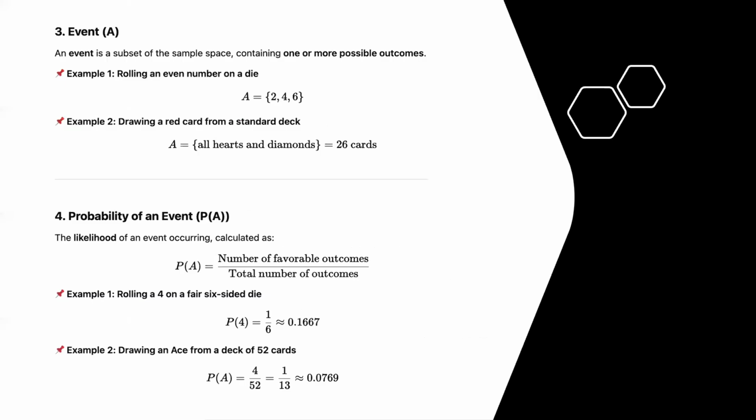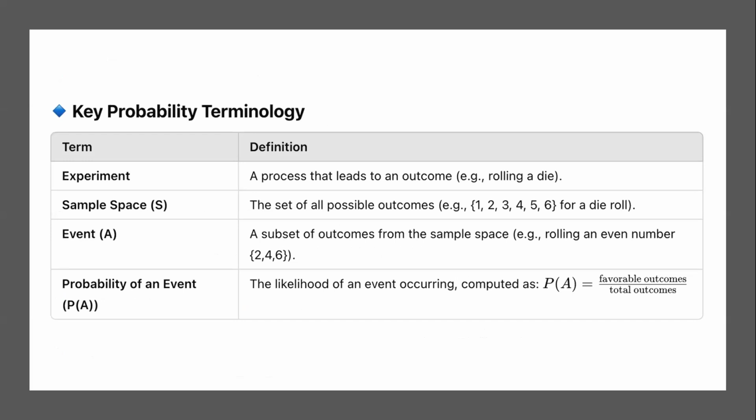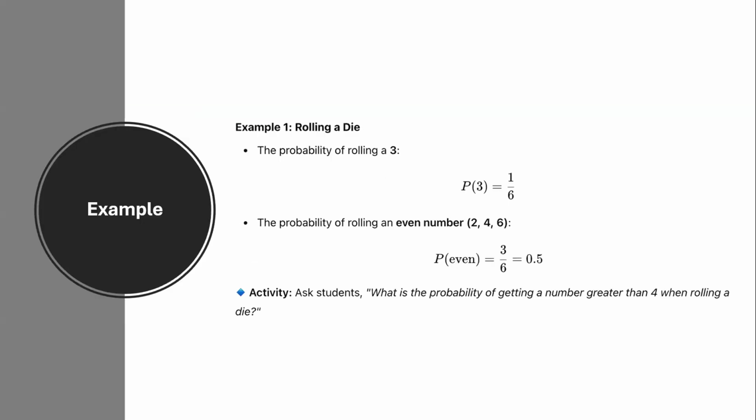Okay. Then we talked about event, right? An event is nothing but a subset of the sample space, containing one or more possible outcomes. Probability of an event we have already discussed, right? It is defined by the ratio of the number of favorable outcomes and the total number of outcomes. Key probability terminology we have already discussed: experiment, sample space, event, and probability of an event. We solved examples as well, like rolling a die and getting a three.